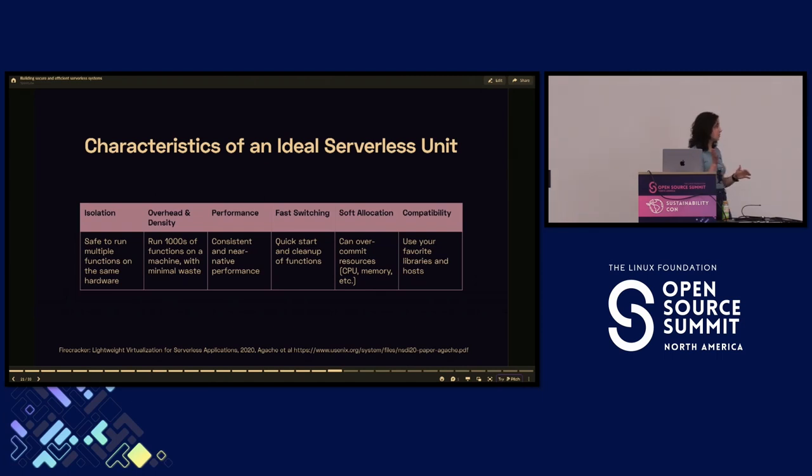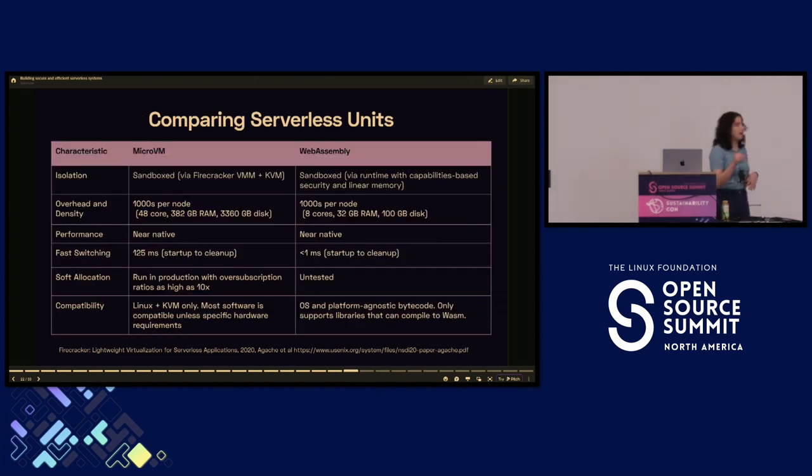Soft allocation, this one's really interesting. It's basically, I could put 1,000 functions on one machine and know that if all 1,000 were called at once, it can't handle it, but I'm guessing that they're not. That's another benefit of this. You can play this gamble, ideally informed by user research, that I can over-commit resources knowing that traffic patterns aren't going to be all at once. And finally, compatibility. I shouldn't have to change the way I develop in order to use this serverless unit. In that paper, they list out how the Firecracker MicroVM satisfies all those criteria, and so I went through and did that for WebAssembly.